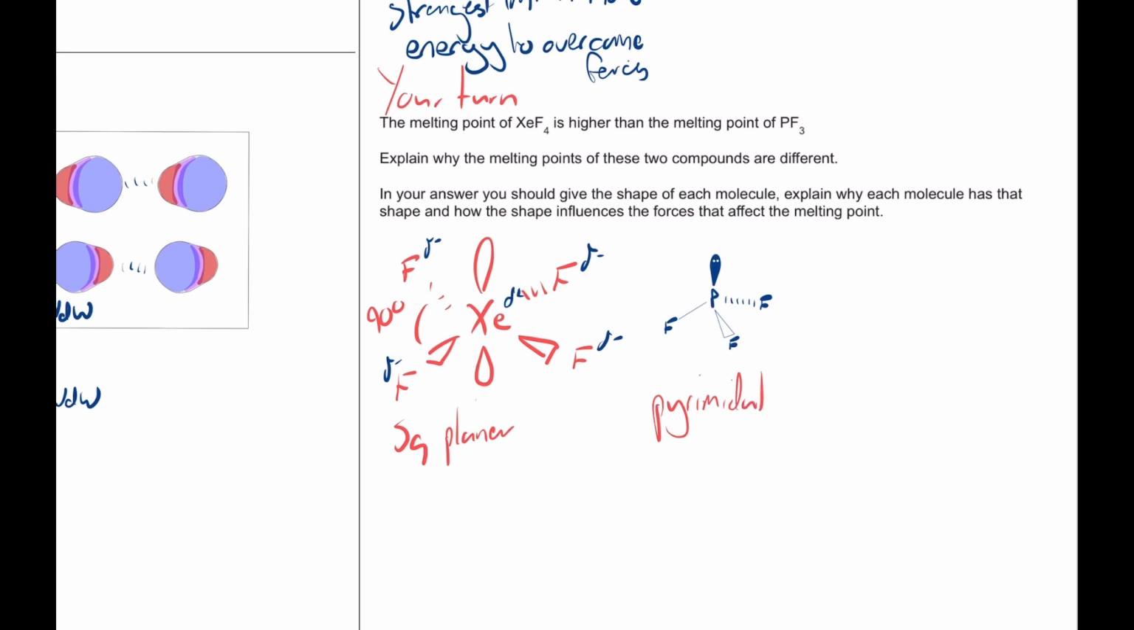So we should know that both have polar bonds, but they're not both polar molecules. So here, this is symmetrical. So all we have there is van der Waals, whereas this is not symmetrical. So here we have delta positive of the phosphorus, the delta negative of the fluorines. So this will have a dipole-dipole as well as van der Waals.